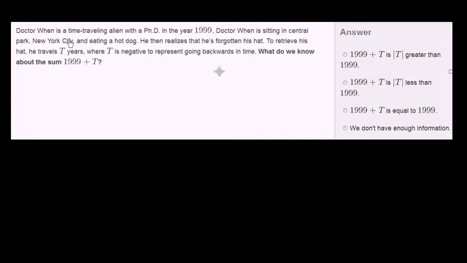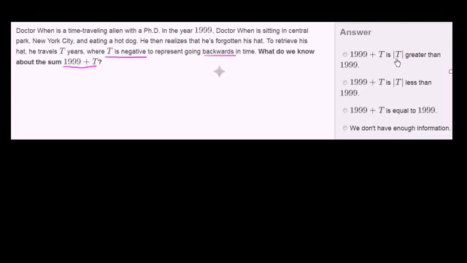Dr. Wen is a time-traveling alien with a PhD. In the year 1999, Dr. Wen is sitting in Central Park, New York City, and eating a hot dog. He then realizes that he's forgotten his hat. To retrieve his hat, he travels T years, where T is a negative to represent going backwards in time. What do we know about the sum 1999 plus T? So we know that T is a negative number. He's going backwards in time. So let's look at the choices.